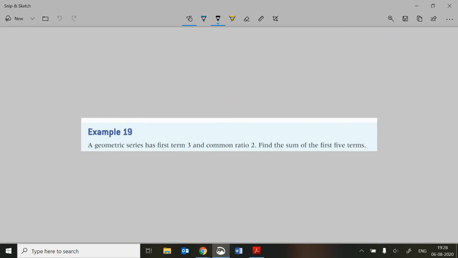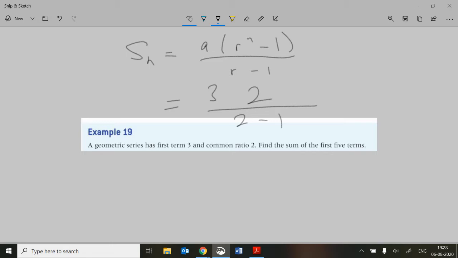So a geometric series has a first term of 3 and a common ratio of 2. Find the sum of the first 5 terms. Let's look at Sn equals a(r to the n minus 1) over r minus 1. They're saying the first term is 3, so we've put in 3 there. 2 is the common ratio, so 2 minus 1 on the bottom.